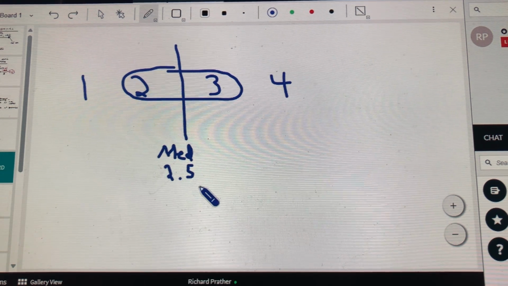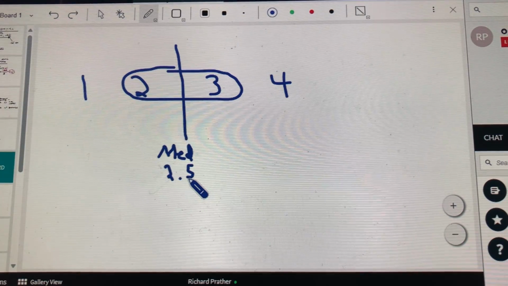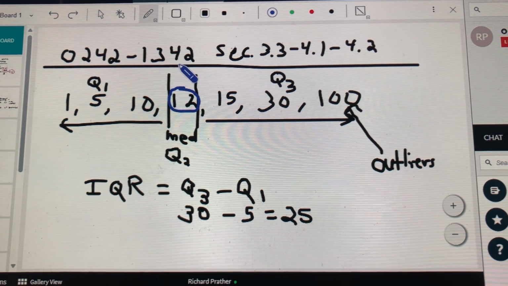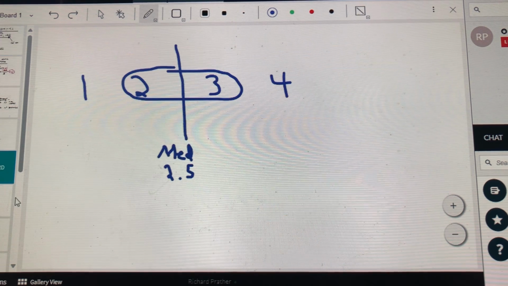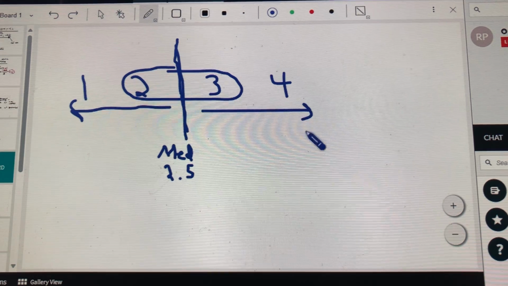And of course, we're not going to use that in finding the quartiles because it's not even one of the original numbers. You never use the median to find quartiles. But sometimes the median is one of the numbers in the data set, like this 12 was. If it is a number in the data set, draw a line on both sides and don't use it. But if it's just a number you're getting an average of, then draw the line in the middle. And you're still not using 2.5, but I am going to use 2 and 3 to find quartiles.